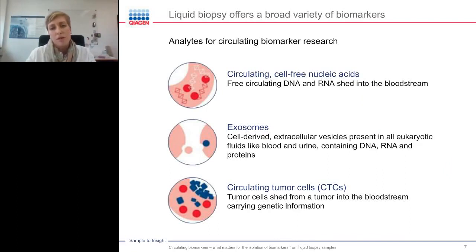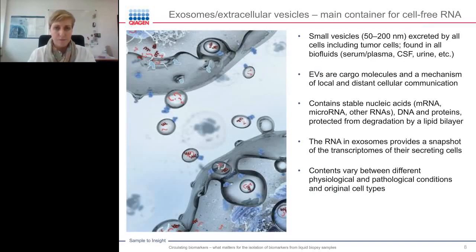When we look at liquid biopsy, there is really a broad variety of different biomarker types that can be investigated. The types of analytes that are commonly studied are listed here on this slide. Circulating cell-free nucleic acids is probably the type of analyte that's been studied the most in the liquid biopsy context in the past years. However, also exosomes as well as circulating tumor cells are becoming more and more important for the analysis of new biomarkers. I want to talk a little bit more about exosomes and also focus on circulating RNA biomarkers in the further course of this presentation. So exosomes are small vesicles that are excreted by all cells of the body, including tumor cells.